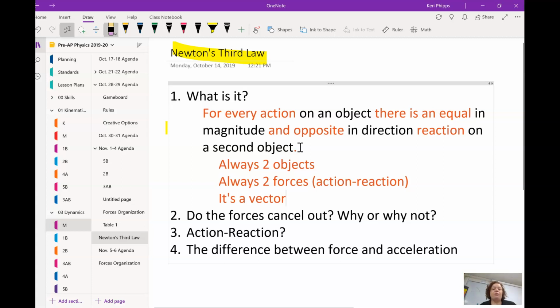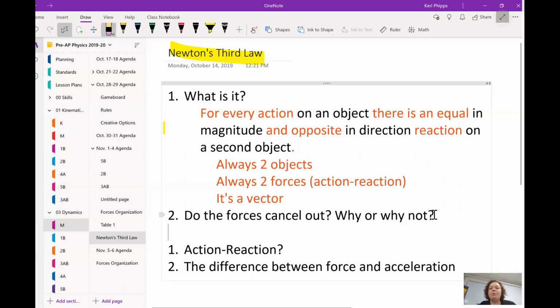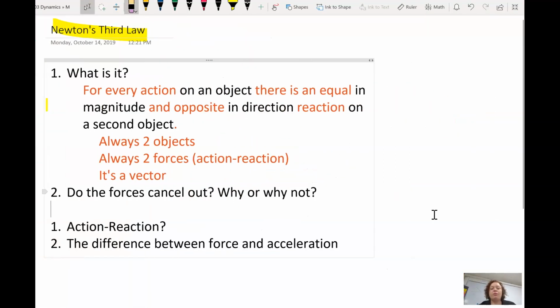Now, here's another question. So if I push on you and you push on me, why don't our forces cancel out, right? Because if you think about it, how the heck does anybody ever win a tug of war if there's equal and opposite reactions? All right, so here's why.